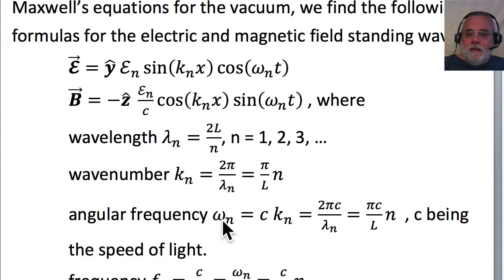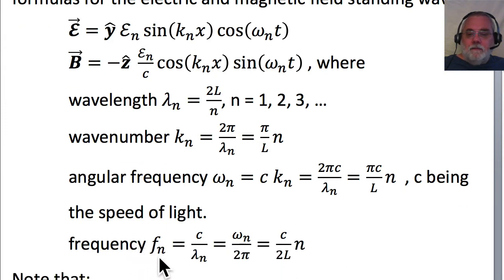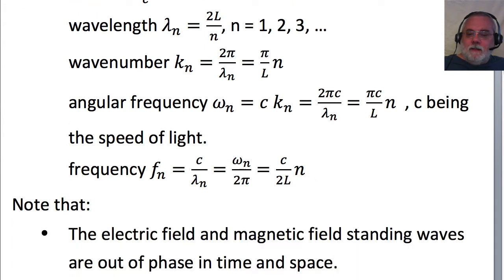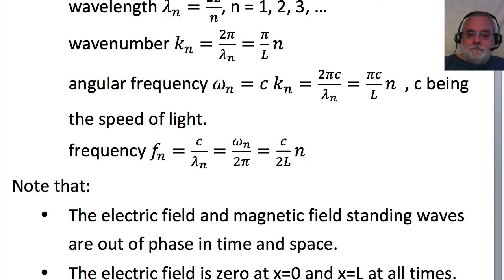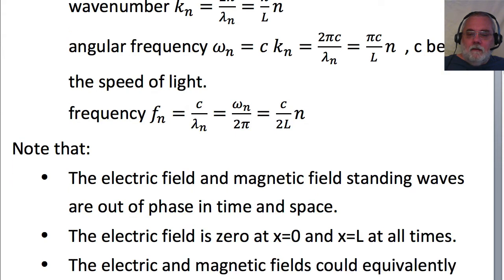Angular frequency omega sub n is pi times the speed of light over the length of the cavity times mode n. The frequency, f sub n, is the speed of light over twice the length of the cavity times mode n. Note that electric field and magnetic field standing waves are out of phase in time and space. Here it's sine kx, here it's cosine kx. Here it's cosine omega t, sine omega t. So out of phase, because it's a standing wave, not a traveling wave.